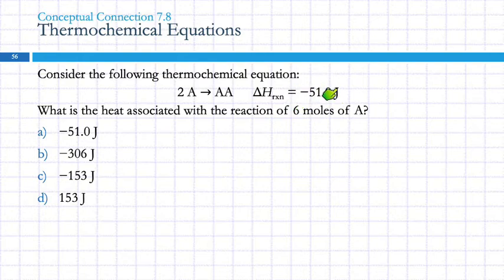This is the amount for 2 moles. How many times bigger is 6? 3 times bigger. So then for 6 moles, we must have negative 51 joules times 3, negative 153. Does that make sense? 3 times as much stuff, 3 times as much heat.